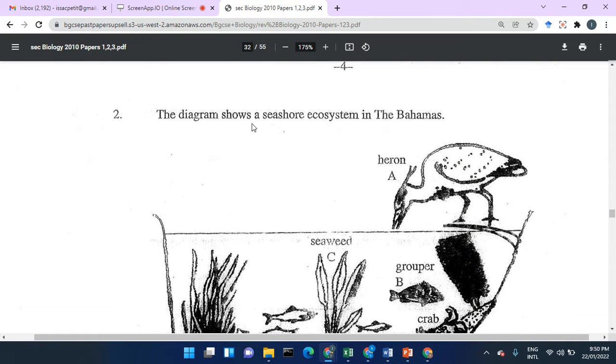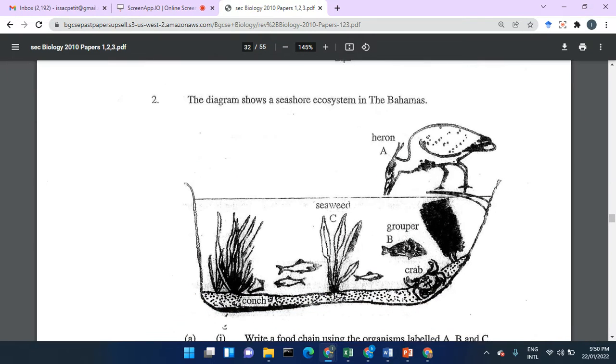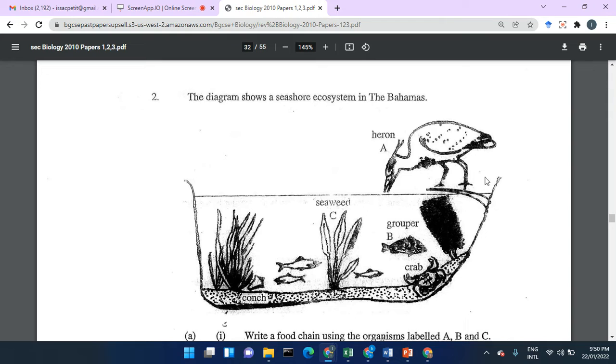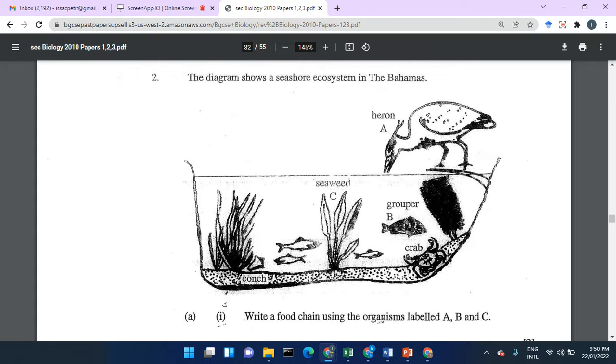The diagram shows a seashore ecosystem in the Bahamas. So here in this diagram, this represents a seashore ecosystem in the Bahamas. In this ecosystem, we can see the conch, the seaweed labeled C, the grouper labeled B, the crab, and the heron labeled A.